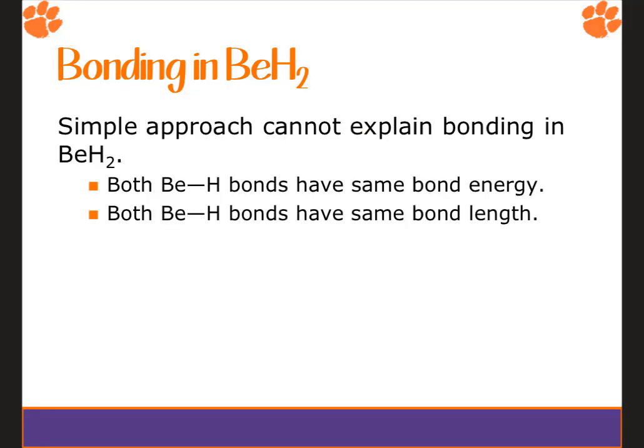But looking at it that way, if we look up some data on the beryllium-hydrogen bonds, we can see that they both have the same energy and they both have the same length. So they're the exact same type of bond. So what we just did, that relatively simple approach to explaining how these electrons will bond together, can't quite handle even this simple model. So we've got to look a little deeper.